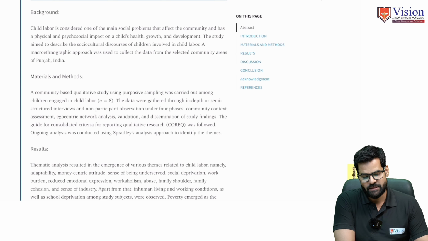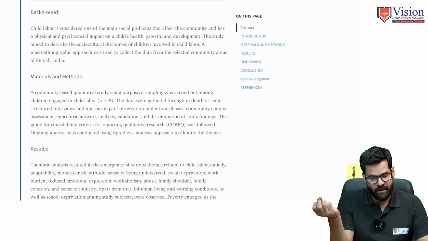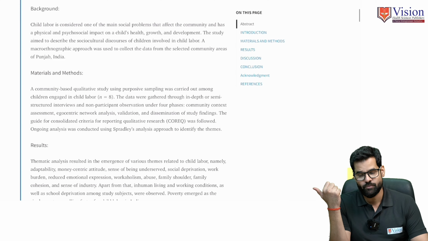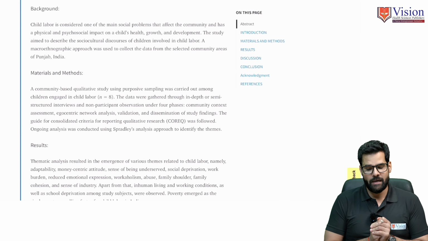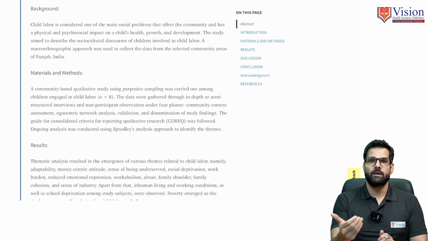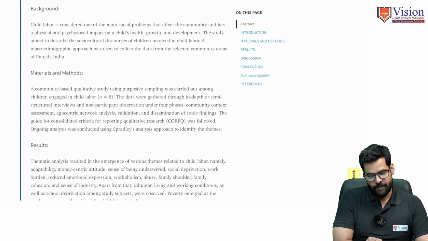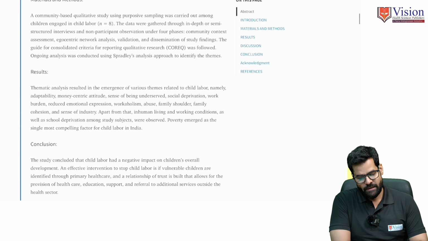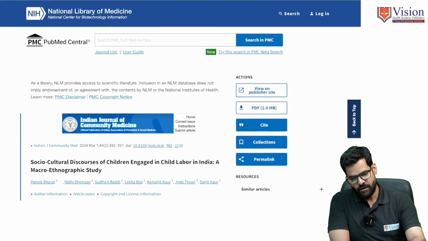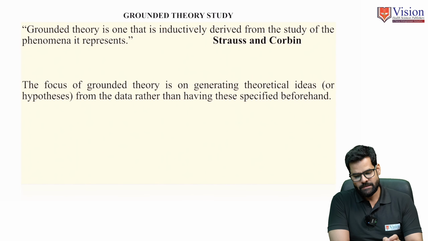Community context assessment was done initially. What we did there was observe the community in the context where they are living. Then egocentric network analysis. Now what is egocentric network analysis? Again there is a question. If you can find the answer, please write to me in the comment box, or if you want me to answer, please let me know. Then validation and dissemination. Then the results came up with so many things. So that is how we go about studying that. That is the example, and I'm putting the link here.